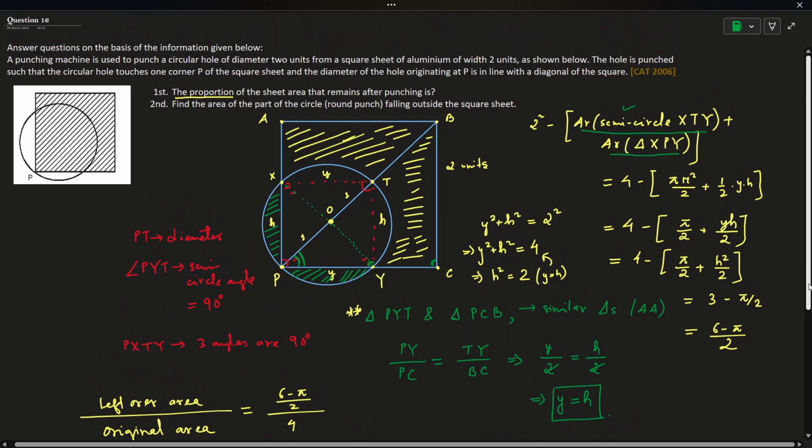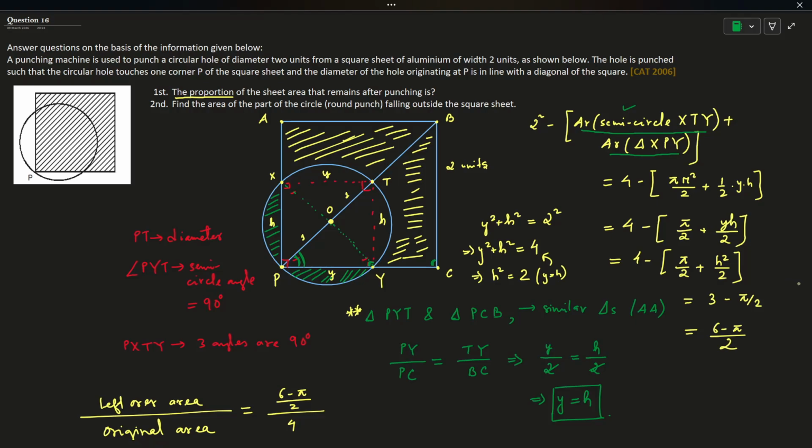All right, guys. I hope you were able to solve this question. And if you're not able to solve, don't worry, guys. I have explained it, and I hope you like my explanation and it helped you to understand the question and the concepts involved in the question, guys.